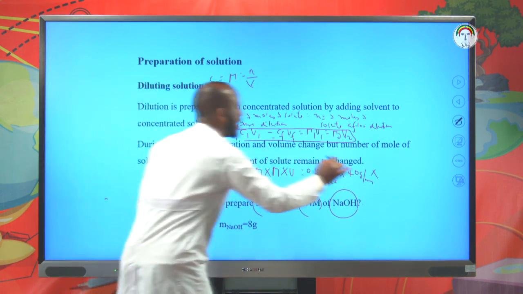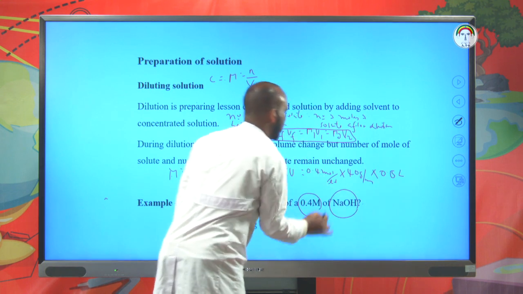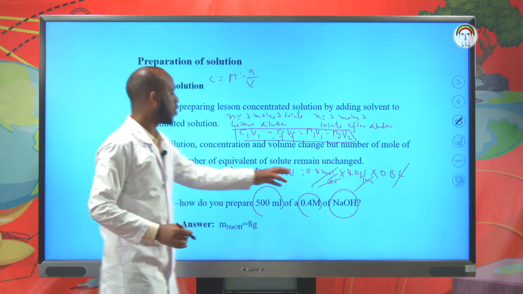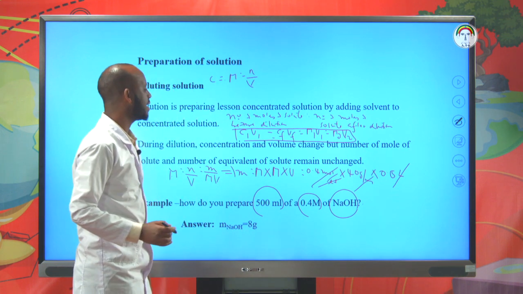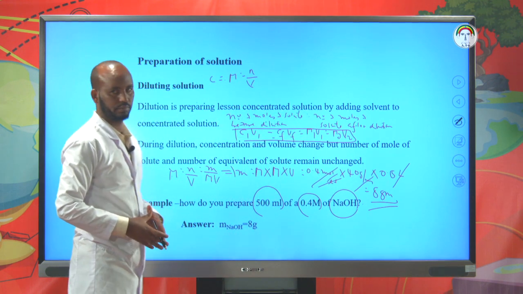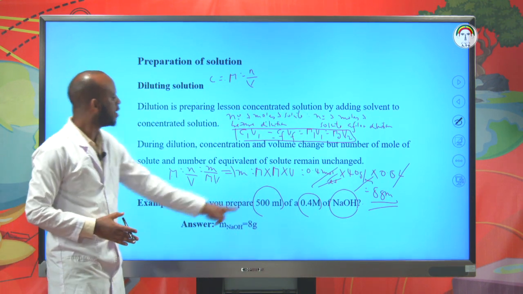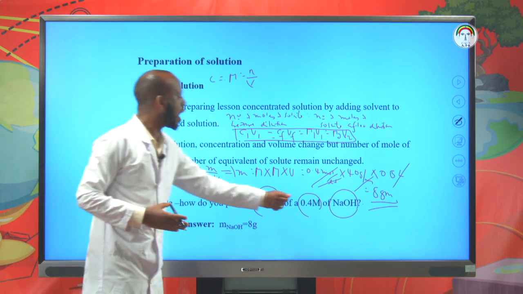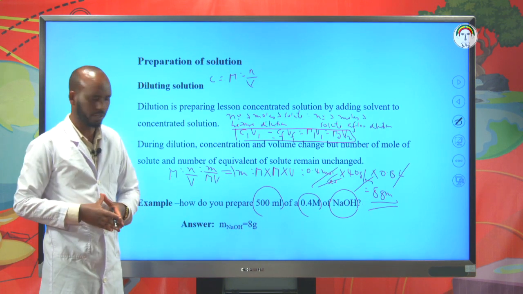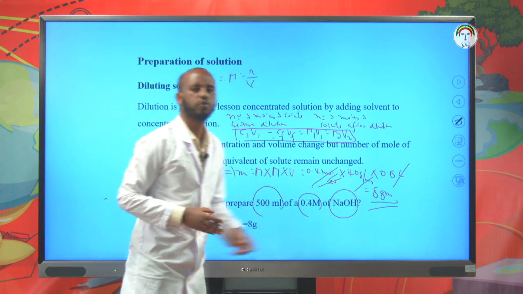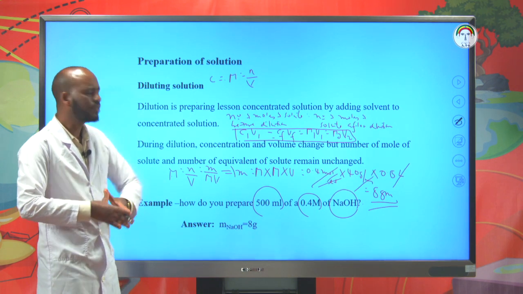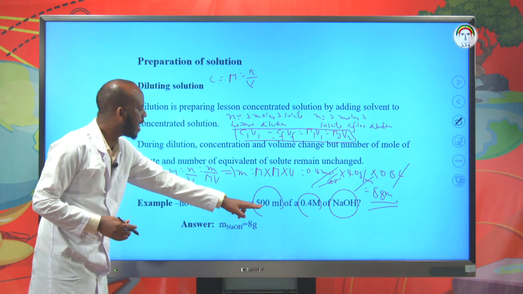In liter is 0.5 liter. Liter will be cancelled by liter, mole by mole. Therefore, 0.4 times 40 times 0.5 is 8 gram. The question says, how do you prepare 500 milliliters of a 0.4 molar sodium hydroxide? To prepare this solution, weigh 8 gram of sodium hydroxide, then dissolve in enough water until final volume of the solution is 500 milliliters.